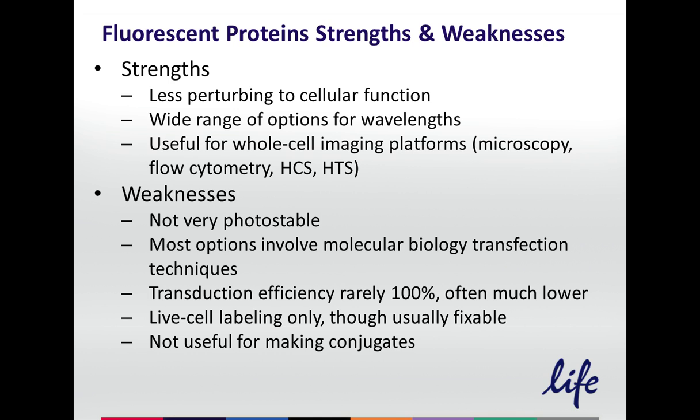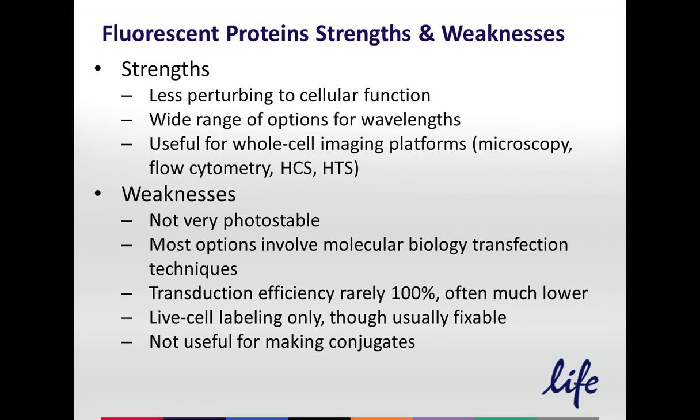Most options involve a molecular biology transfection technique, which, other than our CellLight products, really requires some specialized training to do. Transduction efficiency is rarely 100%, often much lower, down to like 30% or 20%. It's not unusual to transfect your cells and have to search sometimes for the cells that are expressing the fluorescent protein, unlike with organic dyes, for instance, which are usually much more ubiquitous in their labeling. Now, you can only label live cells.